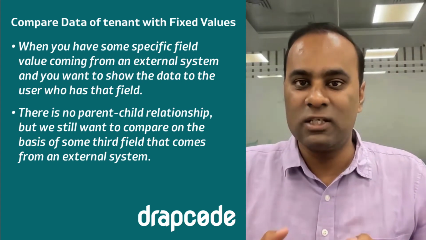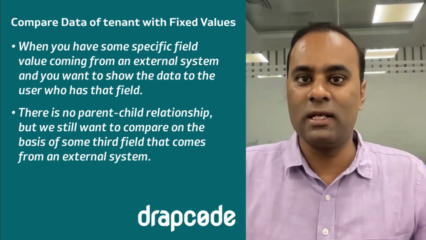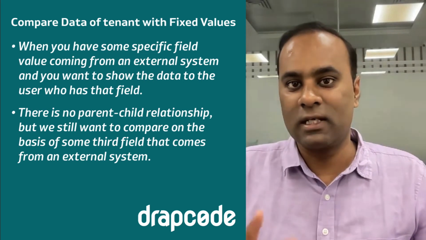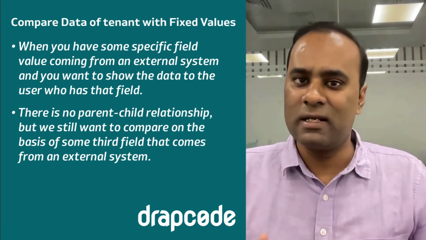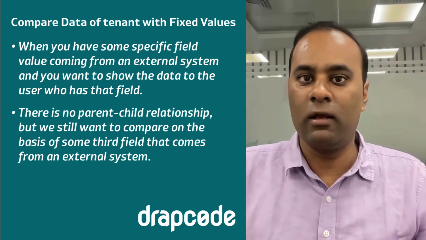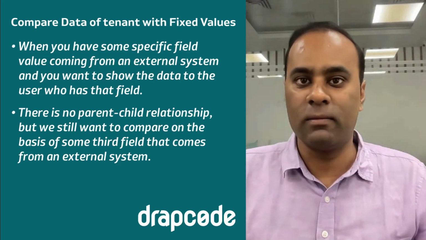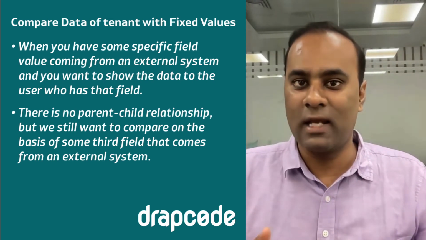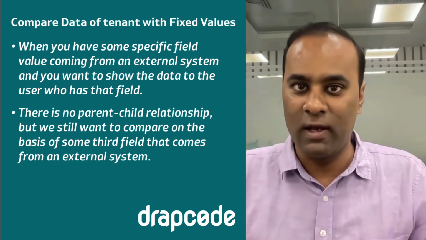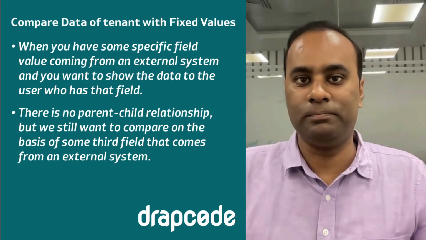So here there is no relationship between parent and child or between these two collections, but we still want to compare on the basis of some third field which is coming from some external system. These are several use cases when you are building a front end or building an application on top of the data which is residing on some third party system. So we will see how easily this can be done on DrapCode, where you can compare a specific field or specific values to show the records to that particular tenant or to that particular user.